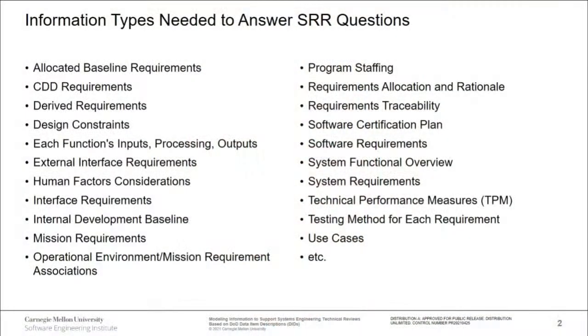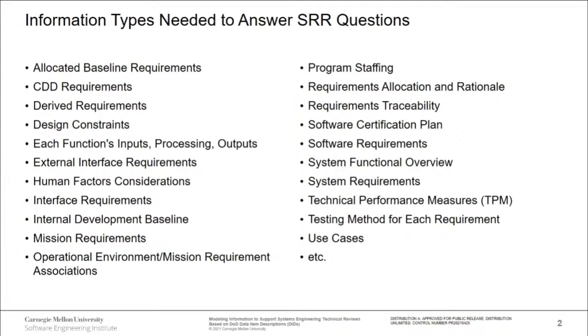And so what you should be seeing on your screen now is an example of the types of information that one might need to achieve the goals of a system requirements review. And you're seeing kind of a small sampling here. That's why the last little bullet on the slide says etc. There were an awful lot of types of information that were potentially of interest.